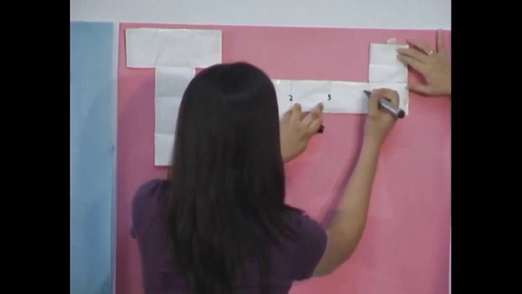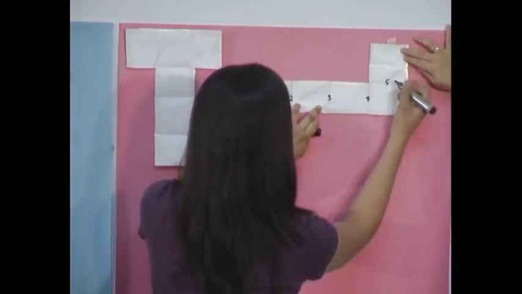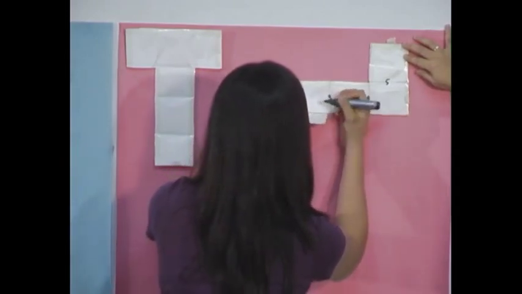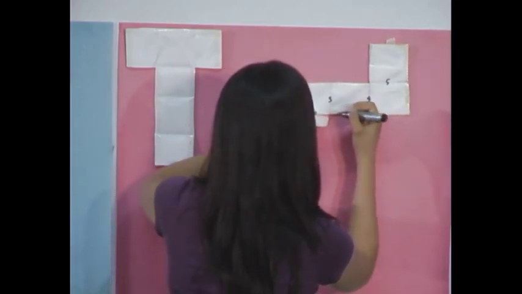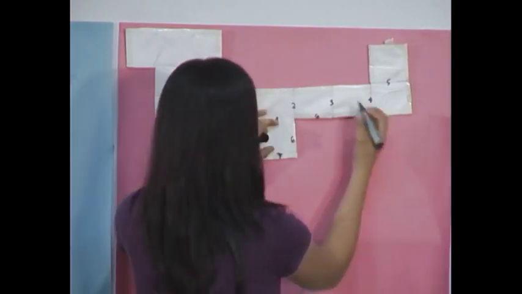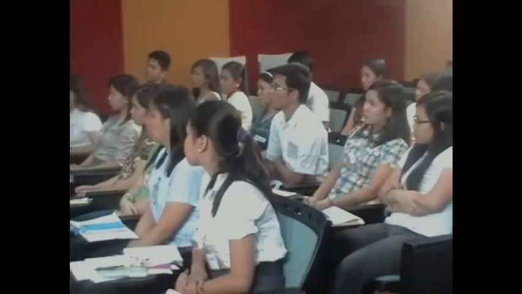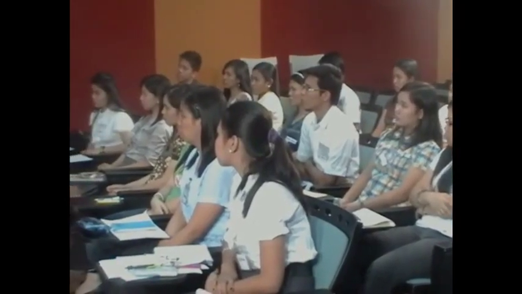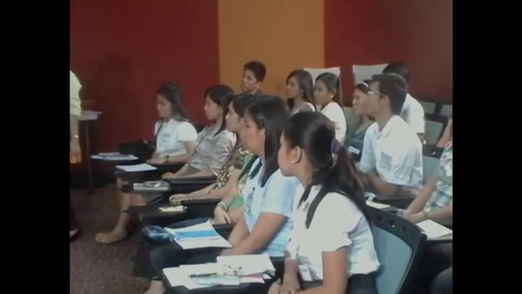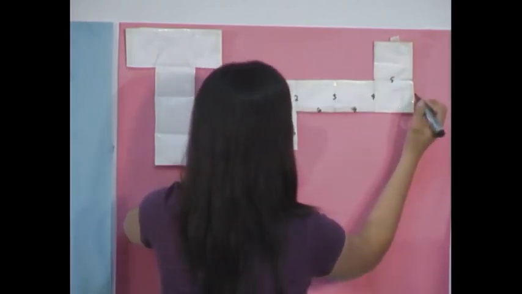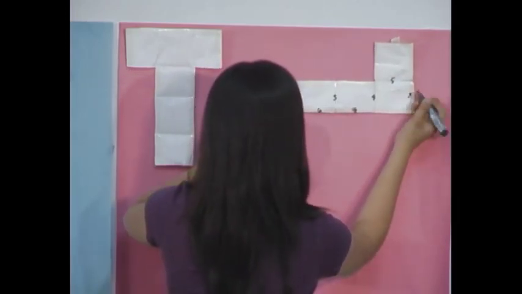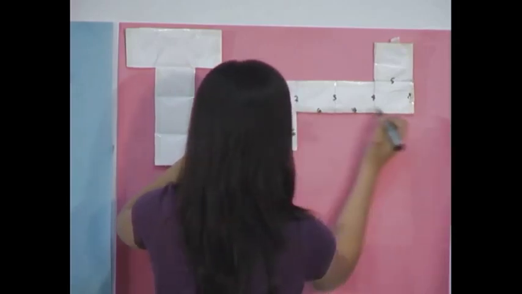This one, 1, 2, 3, 5, 6. Okay. 7. So where's the 8? 8, okay. 9.